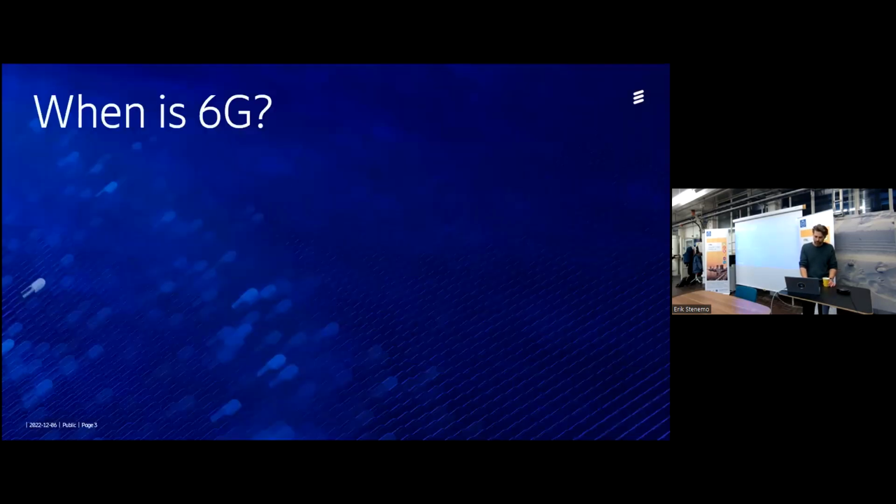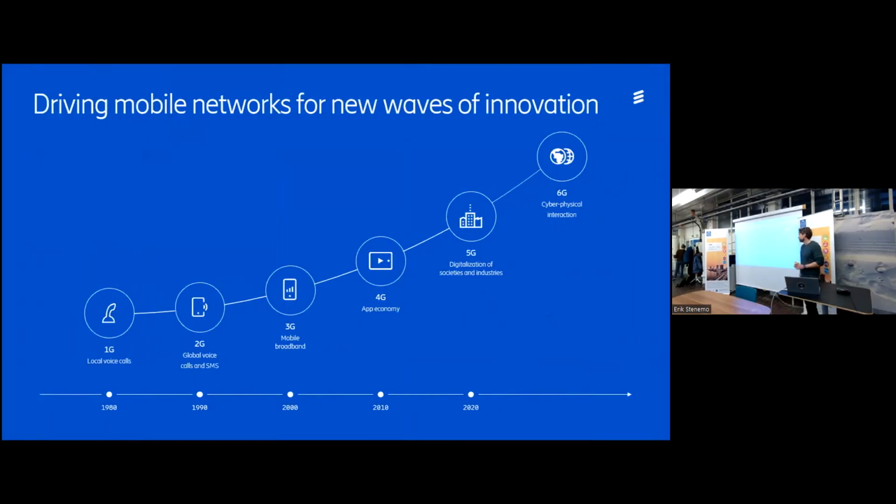Okay, first, when is 6G? If we look at the other Gs and the evolution of mobile networks, we have had a G more or less every 10 years. In 1980, we had 1G, 2G in 90, 3G came in about 2000, 4G in 2010, and 5G in 2020. That's not completely true. We had it slightly before, but that's the broad commercial breakthrough of 5G. And then you could guess when 6G would happen. It's about 2030. That's what everyone is thinking right now.